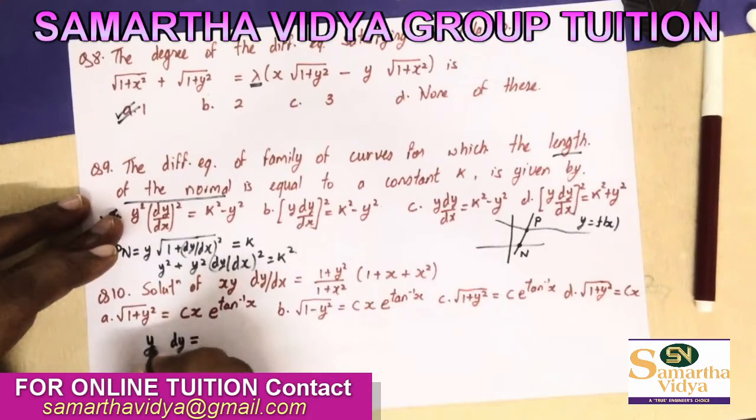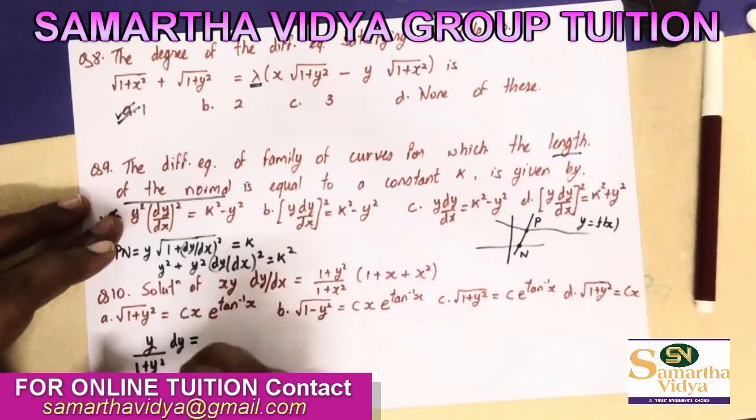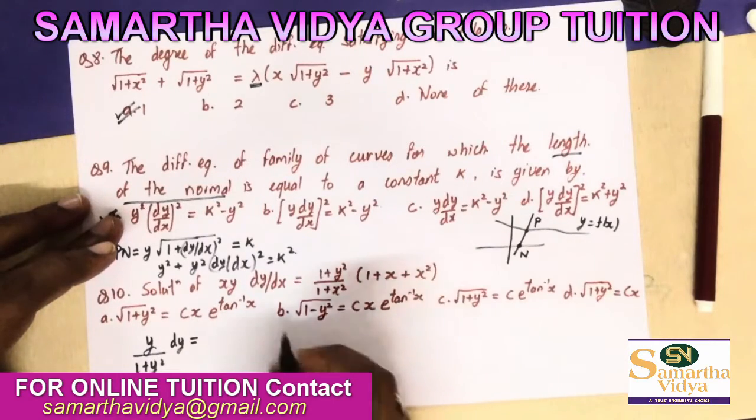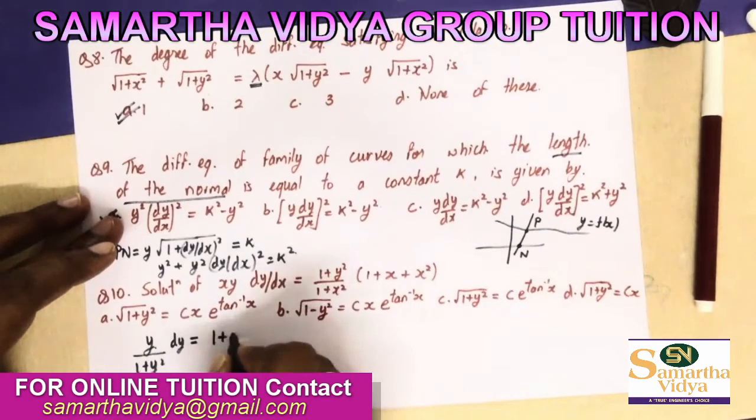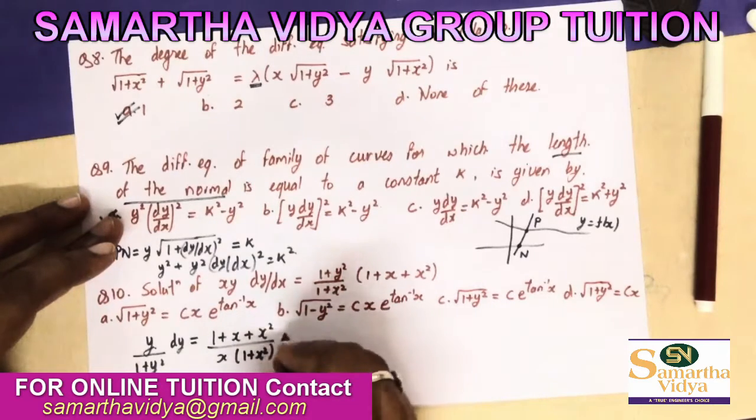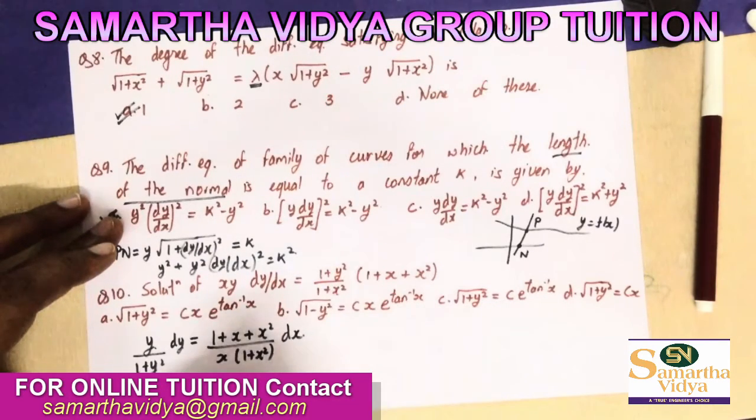So we have y from here, we have 1 plus y square from there. So all the y terms have gone to the LHS part. Now taking all the x terms on the RHS part. So I am having 1 plus x square upon x goes that side and 1 plus x square stays where it is, and dx goes here.